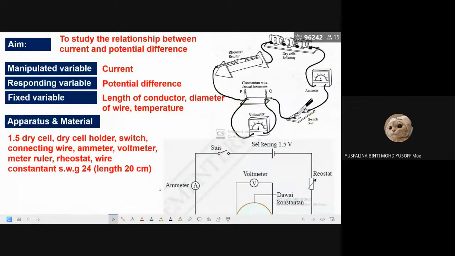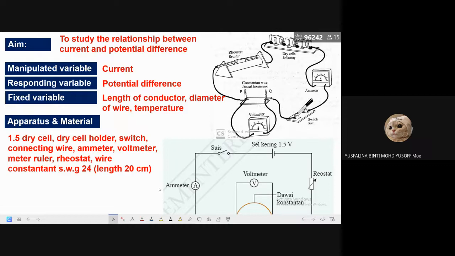Okay, so this one is Ohm's law, the experiment that you did during Form 2. You already did this experiment, so this is actually a revision. This is how you set up the experiment.